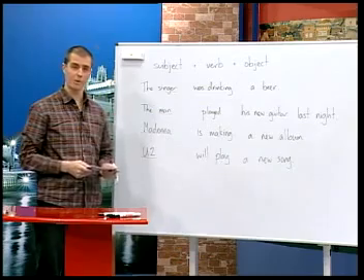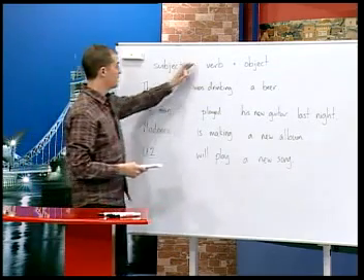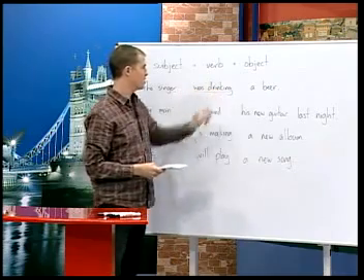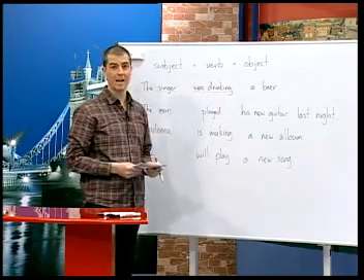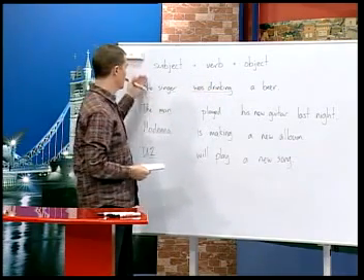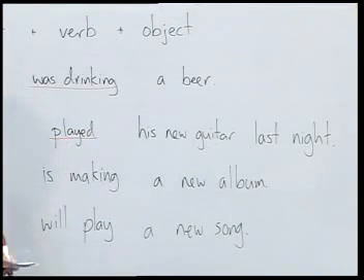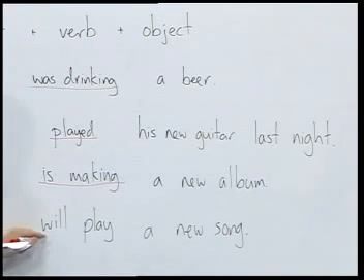Now let's look at the verbs. In the first sentence, was drinking is the verb, past continuous. The second sentence, played, past simple. In the third sentence we have is making, present continuous. And the final sentence, will play, future tense.